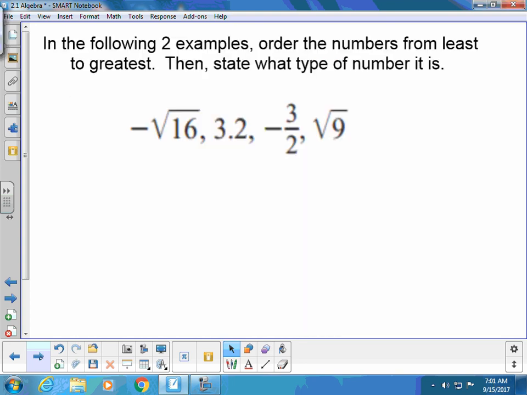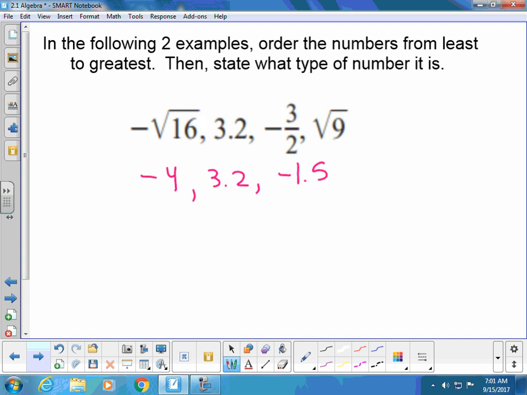Alrighty, moving on. Now we're going to identify these numbers, stating what type of numbers they are, and then put them in order from least to greatest. So first of all, I'm probably going to get these all into decimals so we can compare them easier. The negative square root of 16 is -4. And then we have 3.2. And then -3 over 2 is -1.5. And the square root of 9 equals 3.